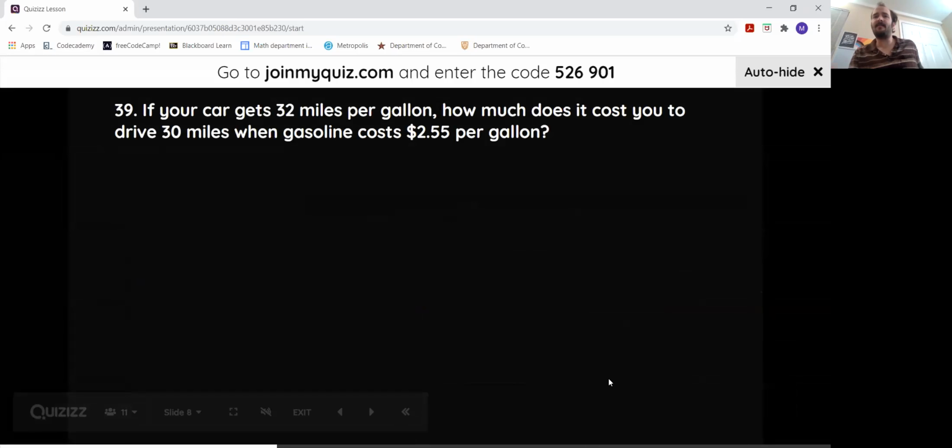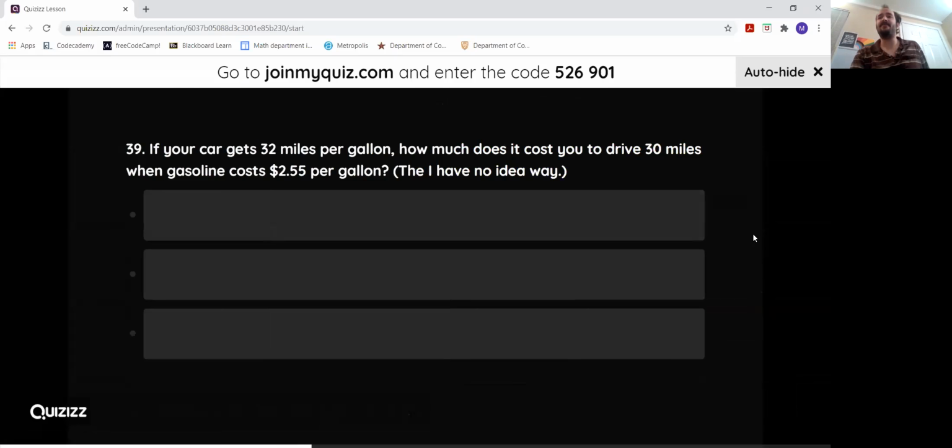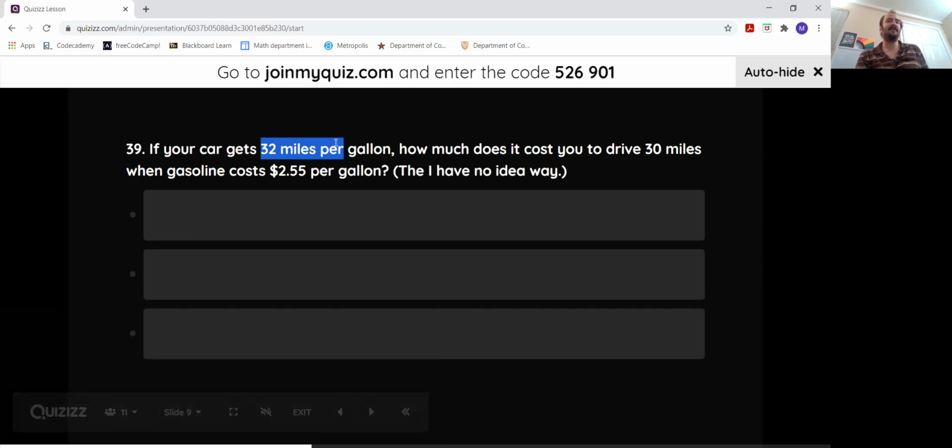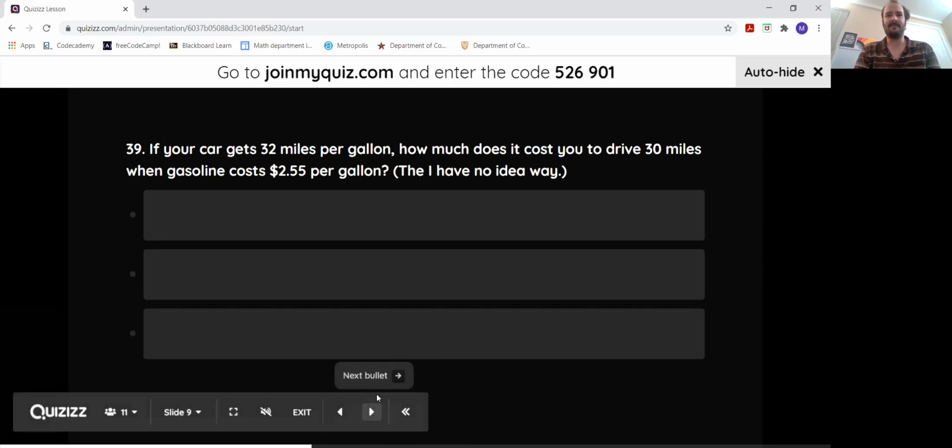All right, so let's go over. If I had no idea how to do this, and I talked a little bit about this, I could start out just going with the order that things are in this problem. This is the I have no idea way. You just start out with the things that are in the problem. This is 32 miles per gallon. If it doesn't give you a number out here, like just per gallon, this means per 1 gallon. So does it go? Next bullet, come on.